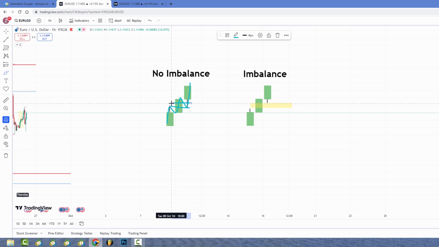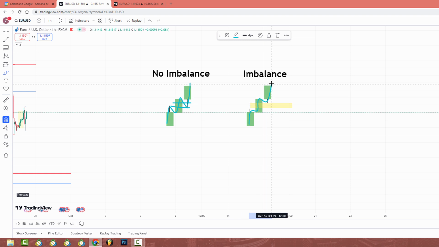Here it left no trace, but here you can see price open from here to here, then on next open like this, it went like this, got down like this, and then you'll see the yellow box is the imbalance or the fair value gap. Let me clean this whole thing.